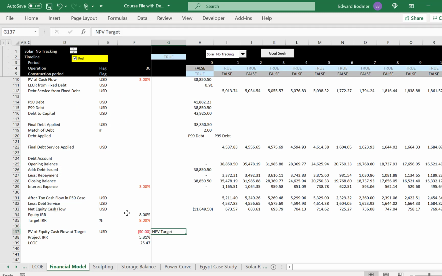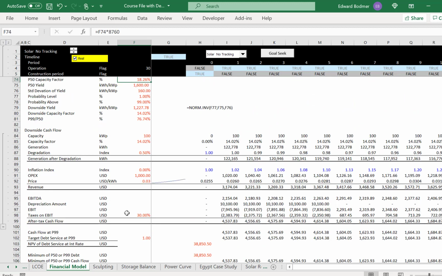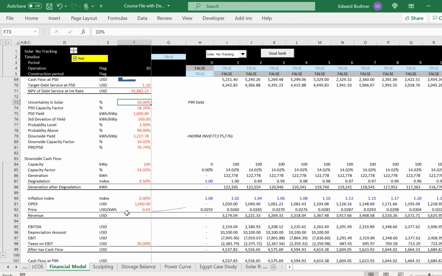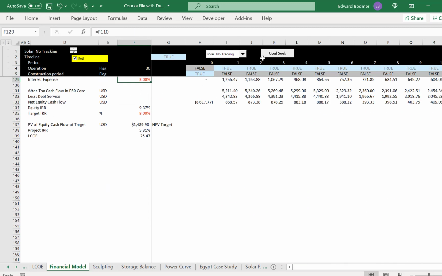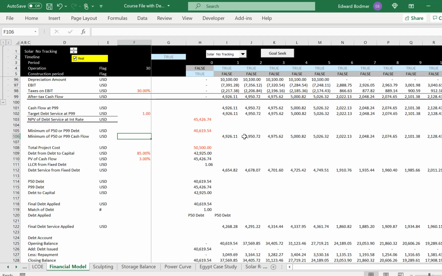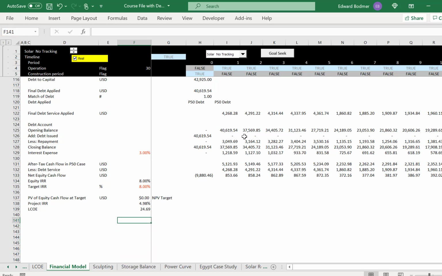And because of the change, we had a change in the IRR. Let's put it back. Let's put the solar thing and only make it 3%. Let's make the uncertainty only 3%. Then we run the goal seek, and it changes it. Okay. Not a gigantic amount, but it does change it. And of course, if you change the equity IRR, that will change it as well.